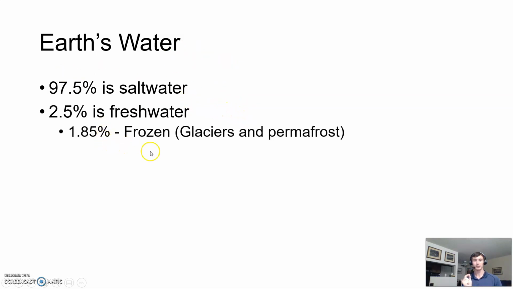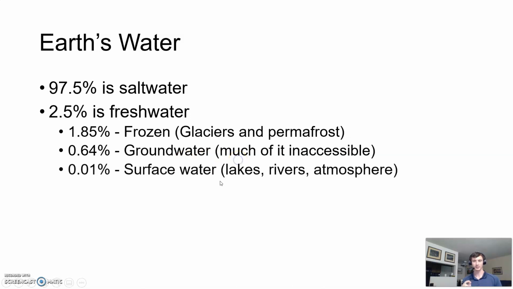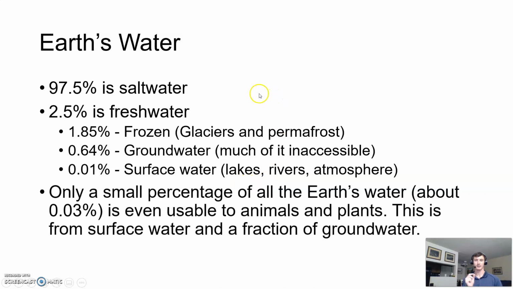And of this, most of it is frozen, tied up in glaciers, solid ice, permafrost, permanently frozen ground. A lot of this, the remaining fraction, is groundwater, which is mostly inaccessible, and we're left with 0.01% of the water on Earth, which is in surface water. And this is including the atmosphere, along with lakes and rivers here. So a tiny fraction of a fraction of a fraction of Earth's water is actually usable to human beings.